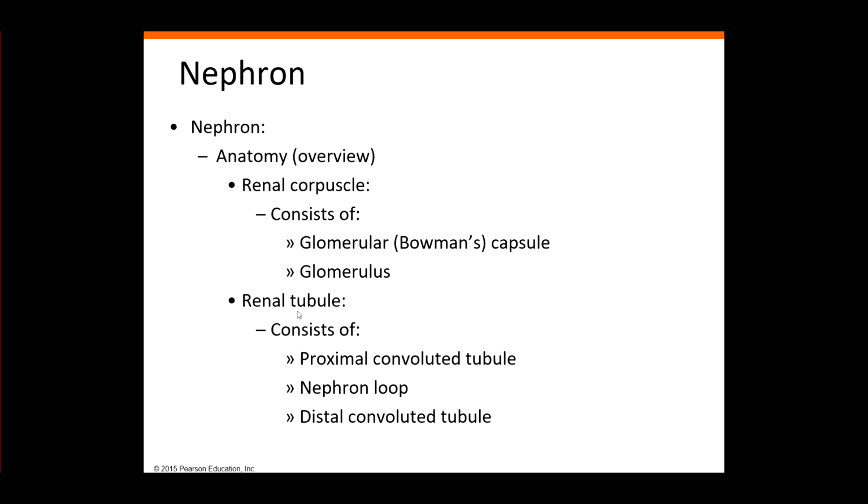Then we'll take a look at the renal tubule, and that consists of three parts. The proximal convoluted tubule, the nephron loop, is what we used to call the loop of Henle, and we hear that still from time to time. And then the third part is going to be the distal convoluted tubule. So let's begin with the renal corpuscle first and look at the glomerular capsule and the glomerulus.